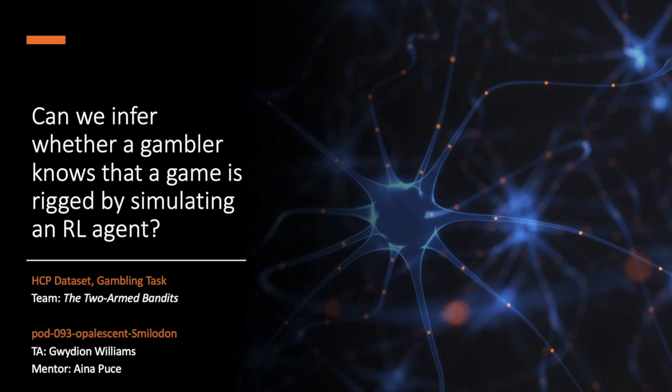Hello, today we're going to answer the question, or attempt to answer the question, can we infer whether a gambler knows that a game is rigged by simulating an RL agent? The project is on the HCP dataset gambling task, and the team is the Bandits. We want to give a brief introduction on the dataset and our research aims.